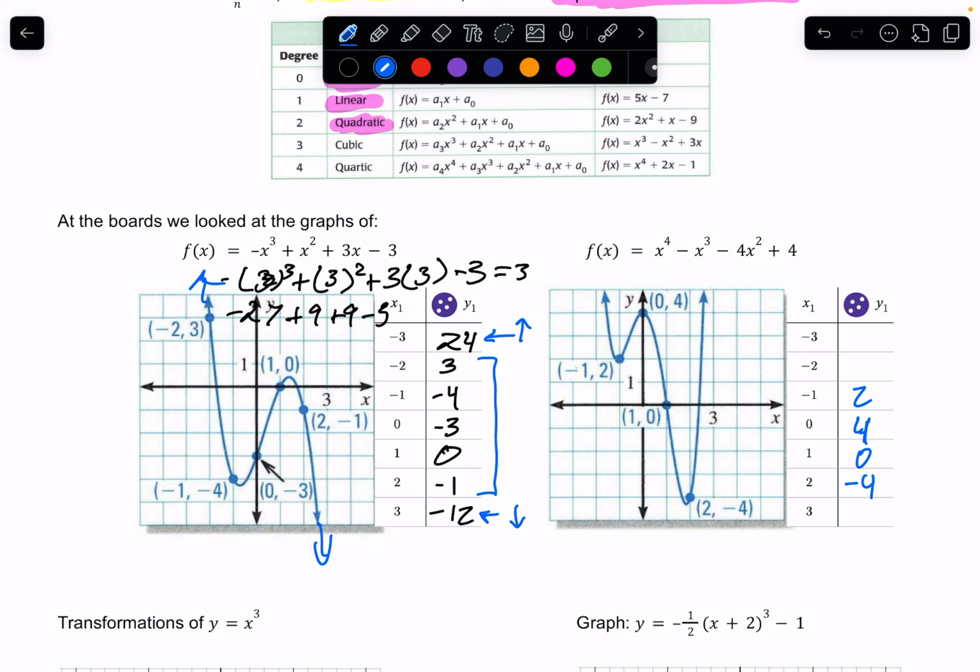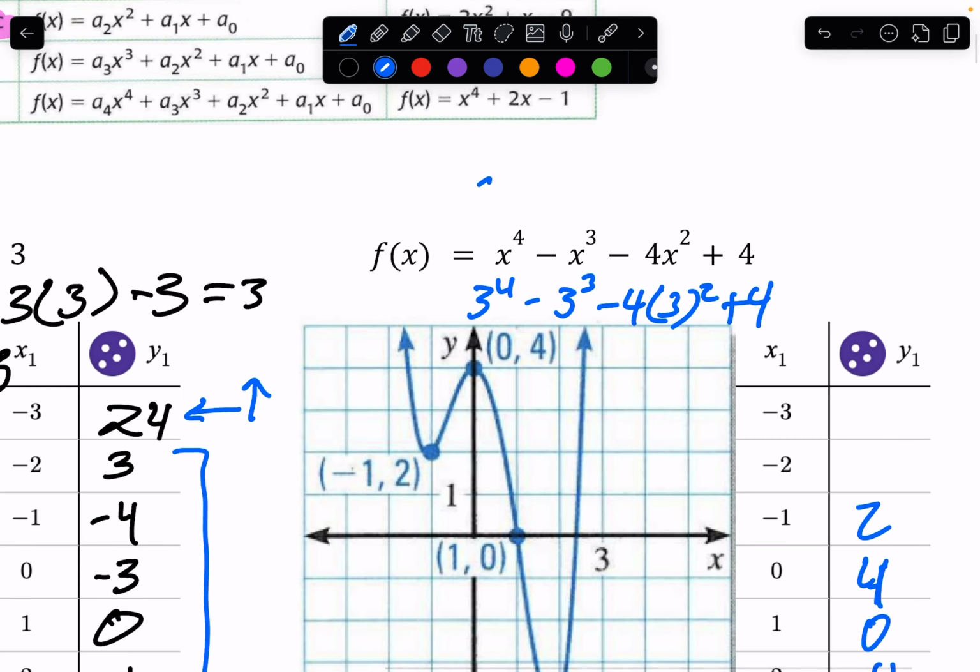And then 3, if I plug 3 in, it's going to be 3 to the 4th minus 3 cubed minus 4 times 3 squared plus 4. Well, let's see. So that's 81 minus 27 minus 36 plus 4.